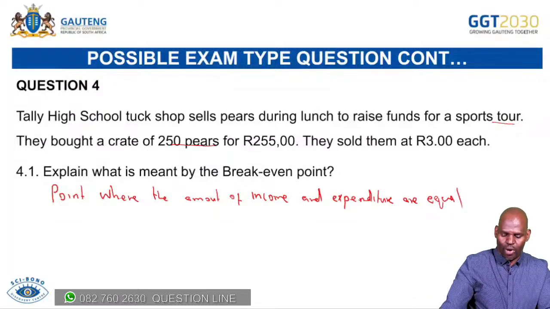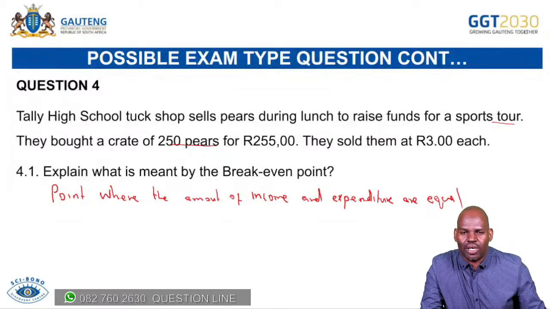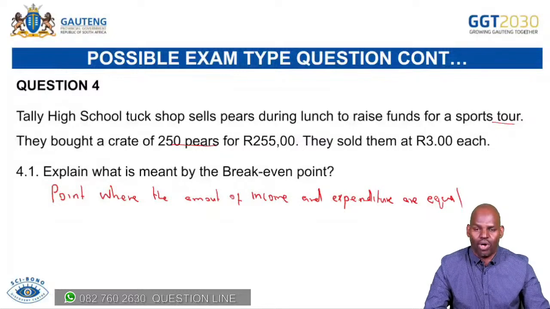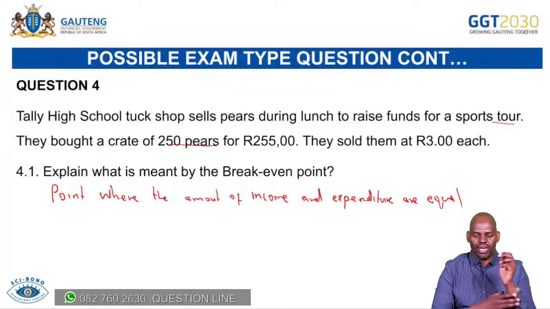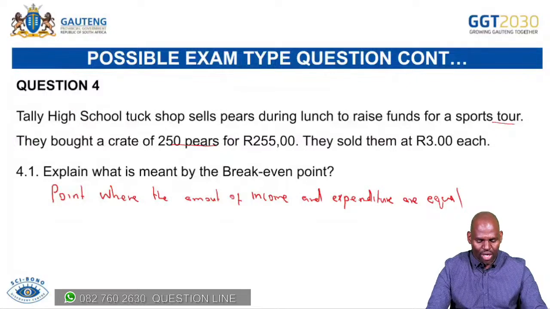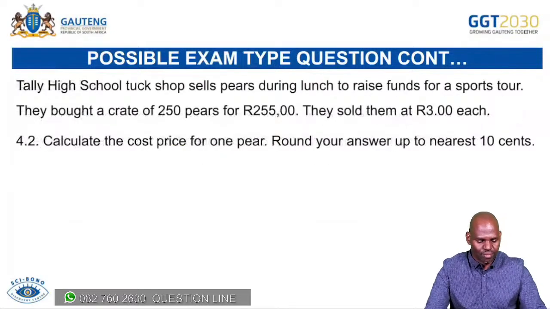Okay, a point where income and expenditure are equal, or a point where the amount of income and expenditure are equal. However way you can simplify it, as long as at the end of the day it makes sense.